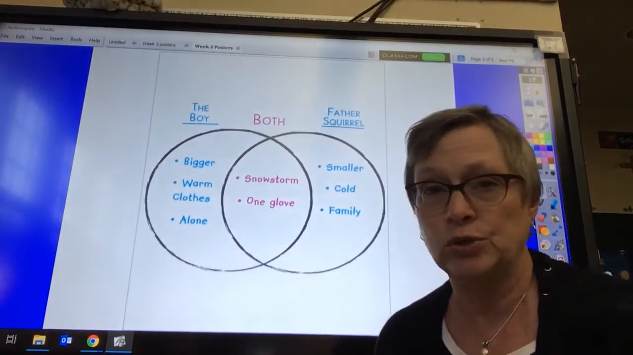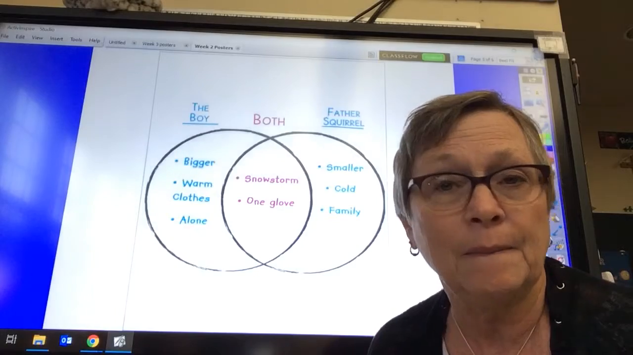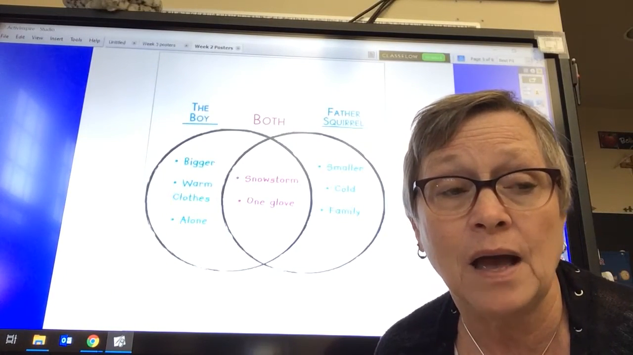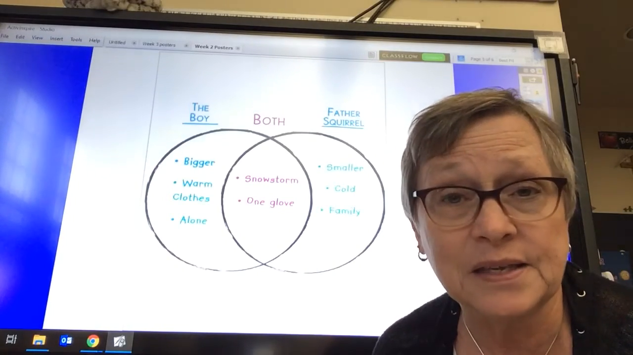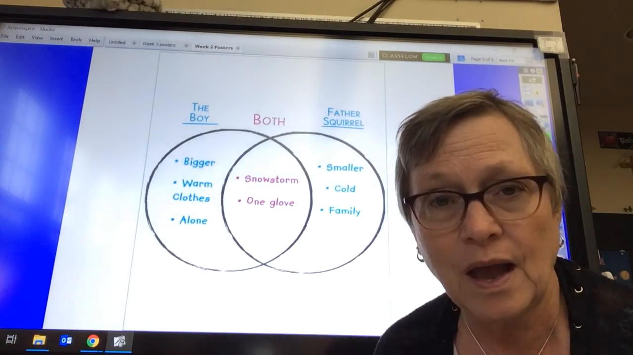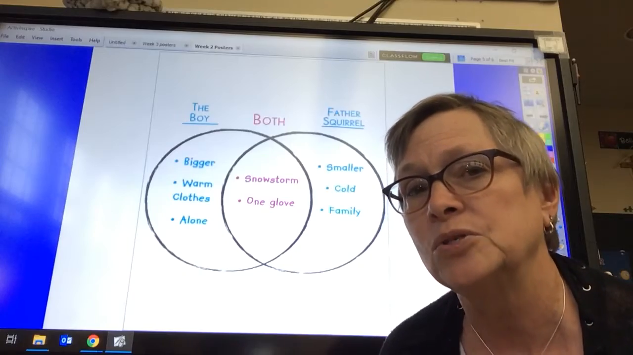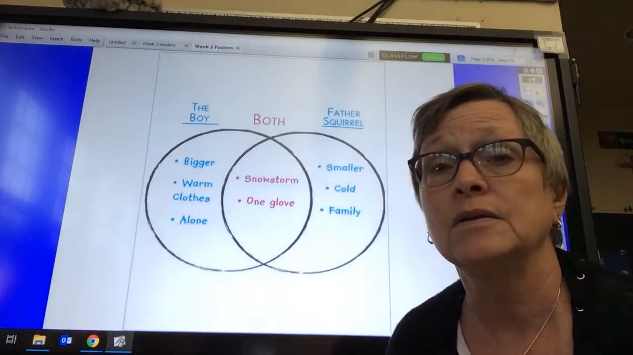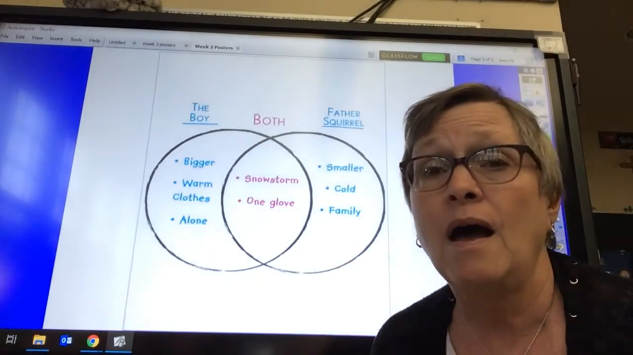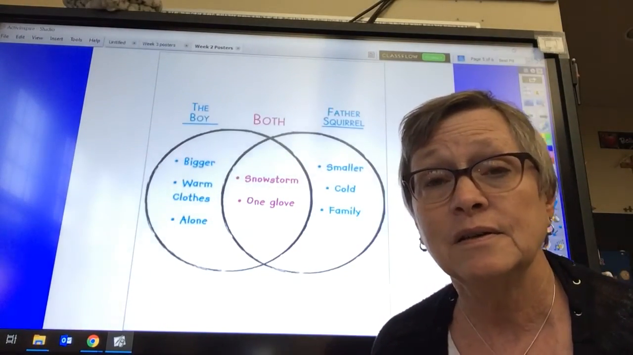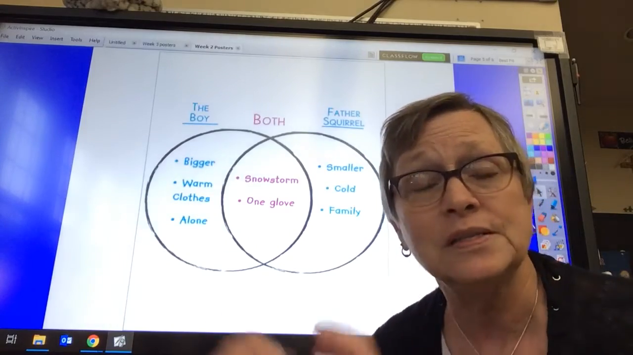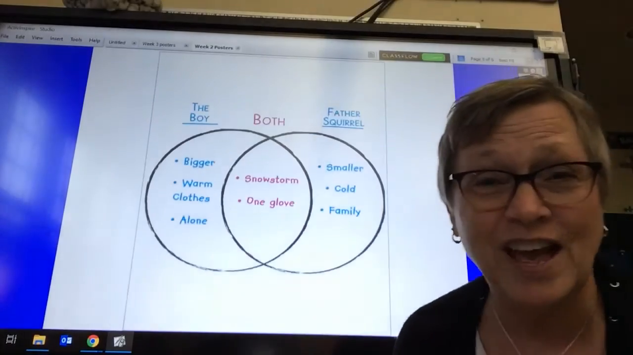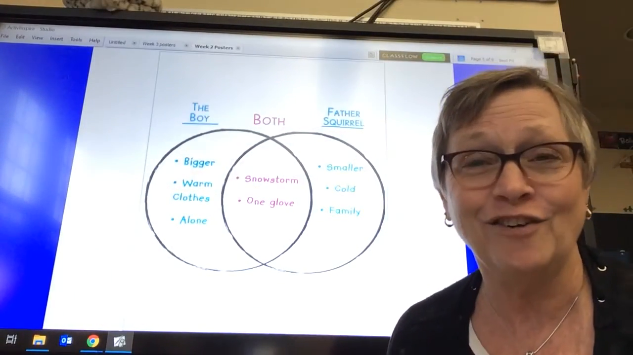What I would like you to do today is pick any one of your books, any book in your house, any book on Benchmark, any book on Raz Kids. I want you to pick a book, look at it, and compare two characters. You can think about opposites, bigger, smaller, warm, cold, what's different between the characters and what's similar between the characters. If you want to, create your own Venn diagram. They're kind of fun to make. So go ahead and have fun today.